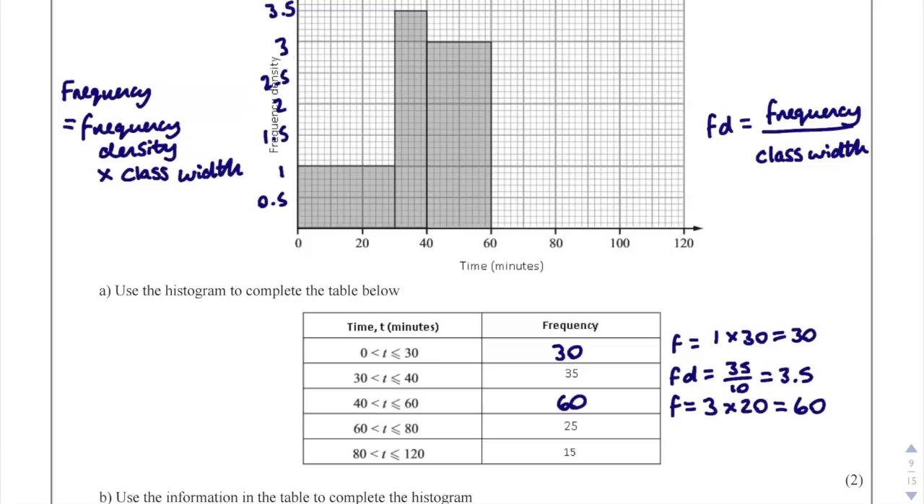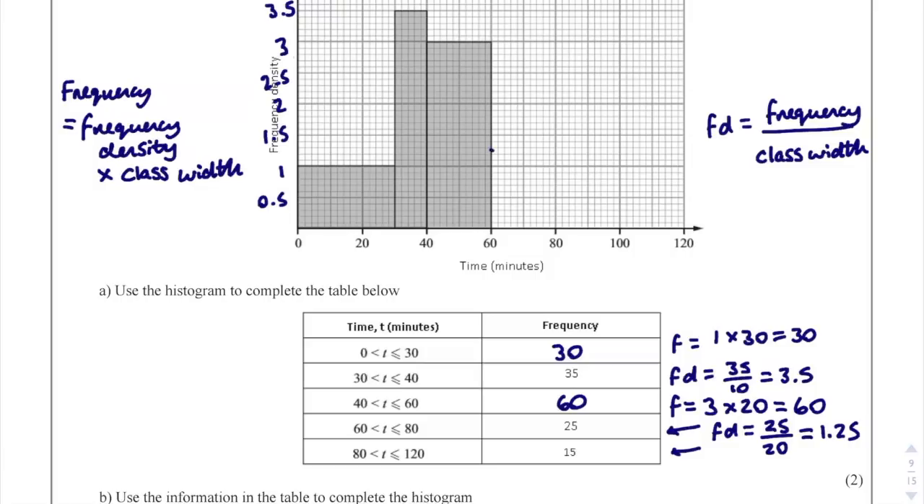Okay, so we've got the first 3 bars, so we just need to concentrate on these last 2 bits. So we need to complete the histogram between 60 and 80 minutes. Now that has a frequency of 25, so we need to work out the frequency density. So remember, frequency density will be the frequency, which is 25, divided by the class width, which is going to be 80 minus 60, which is 20. So if you work that out on your calculator, you're going to get 25 divided by 20, which is 1.25. Now 1.25 is exactly halfway between 1 and 1.5.